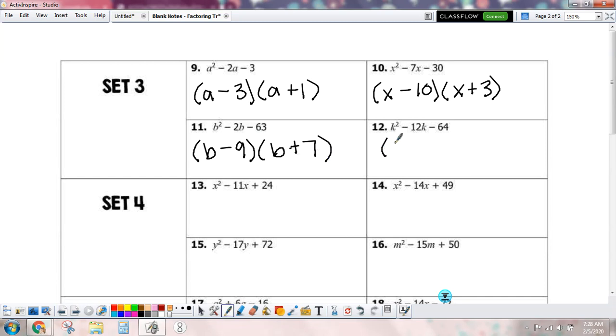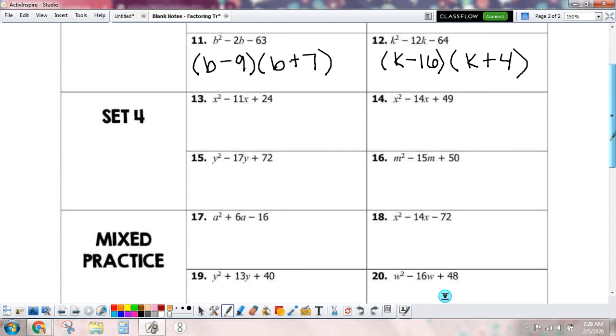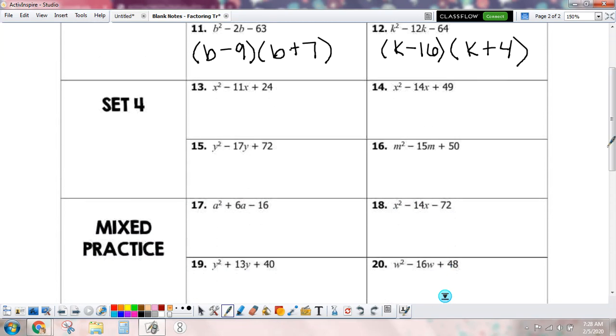Okay, and then for the last one, you should have had k minus 16 and k plus 4. All right, our last set for the mixed practice, we have a negative first and then a positive at the end. So if we have a negative here and a positive here, this means we want both of our numbers to be negative. So we're just going to look at what numbers we can multiply to get to this number and make sure they're both negative so they add up to get negative 11.